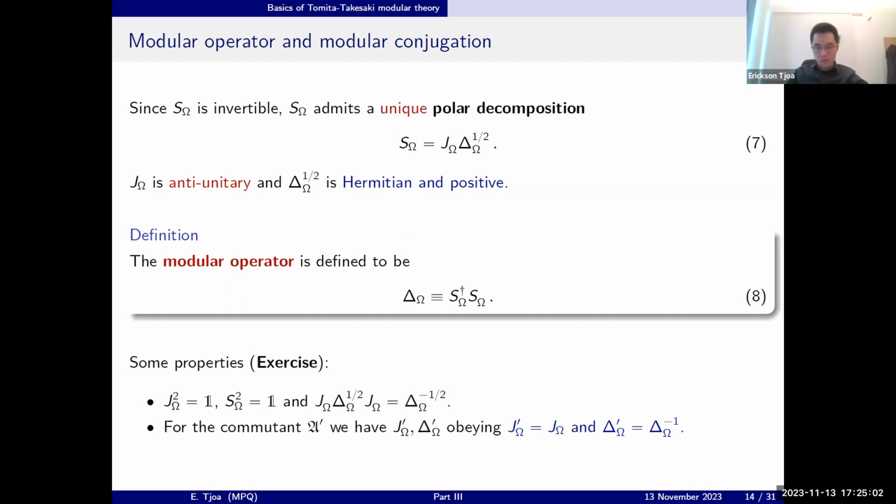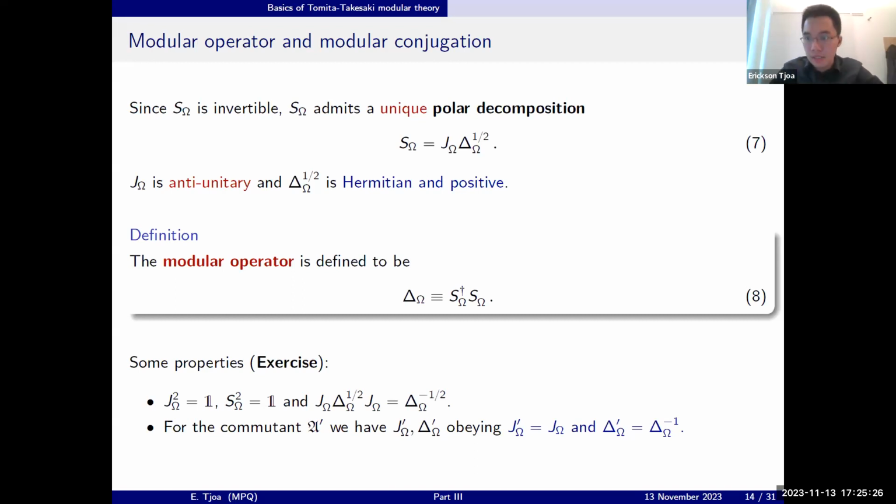Again, I want to say that these operators are defined with respect to a vector omega, and also with respect to an algebra. So if you want to find what happens to the commutant, you have to check the commutant, and in this case, you can verify that for the commutant, J is the same, but the modular operator is actually the inverse of the other one. Again, I will leave it to you as an exercise.